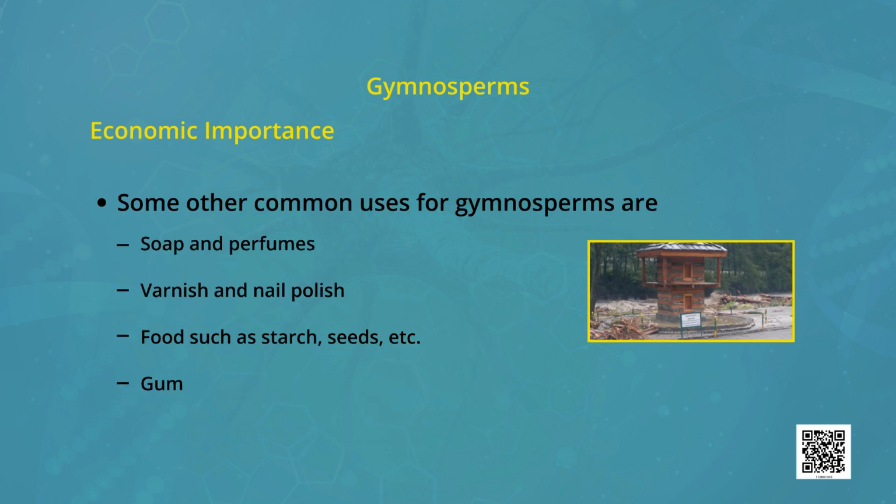Oils such as turpentine oil are used in varnish and paints. Cedar wood oil is used in soaps and perfumes. Some of them are a source of food. For example, starch is obtained from cycas stem. Seeds of pinus, locally known as chilgoza, are edible.